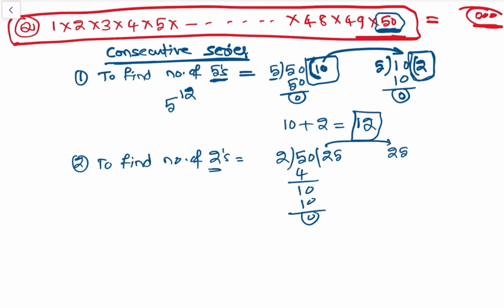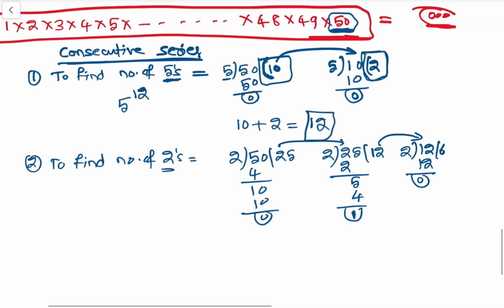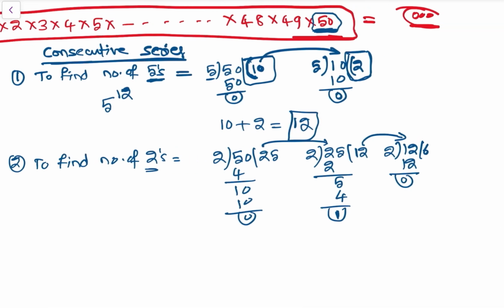So 25 divided by 2. 2 1s are 2, so 5, 2 2s are 4, so remainder 1. अब हमें इस remainder से कुछ नहीं लेना है. So जो भी फिर 12 आएगा, 12 को फिर 2 से करना है. So 12 divided by 2, 6 2s are 12, ठीक है, 0. Then 6 को भी करना पड़ेगा. 2 3s are 6, so remainder 0.